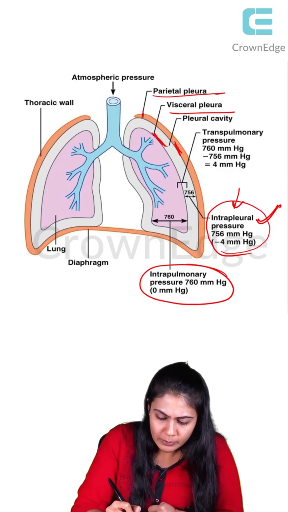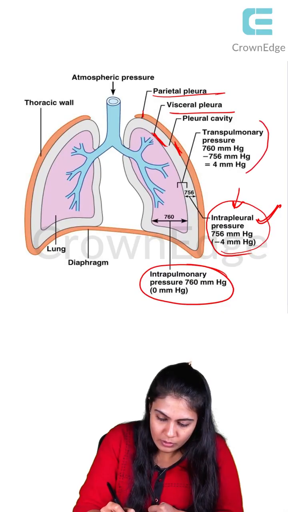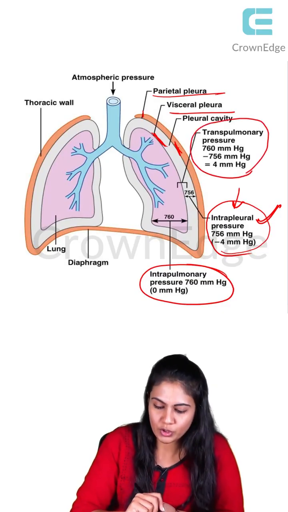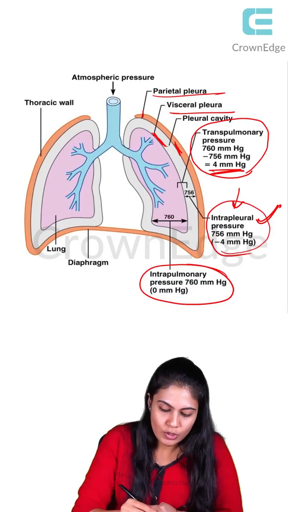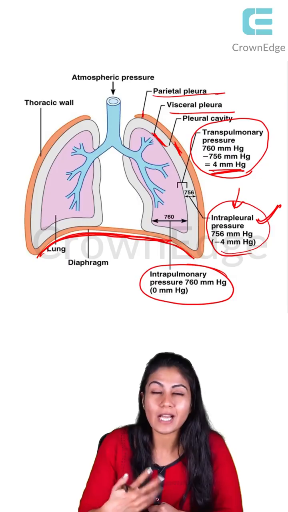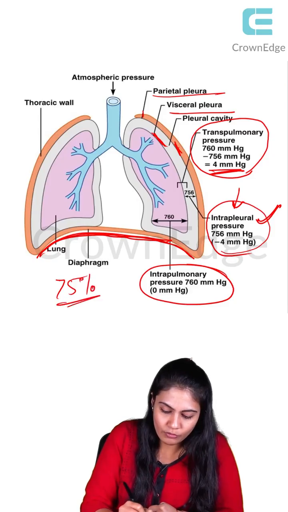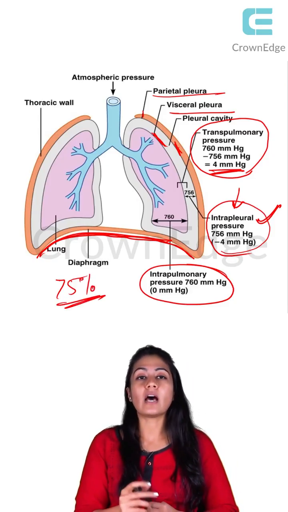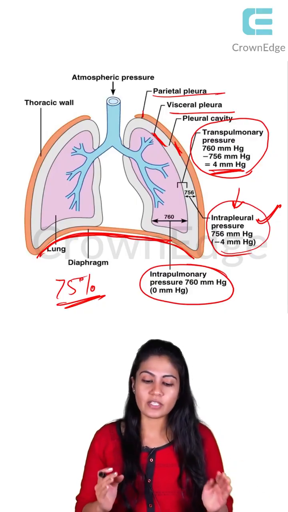Now if you compare the pressure inside the pleural cavity and inside the pulmonary cavity, that difference is known as transpulmonary pressure. Usually it is 4 mmHg. These are the lungs, and the bigger muscle shown in orange color at the bottom is your diaphragm, which is responsible for 75% of your inspiration. So it is the larger chunk of the work, 75%, that is done by the diaphragm.